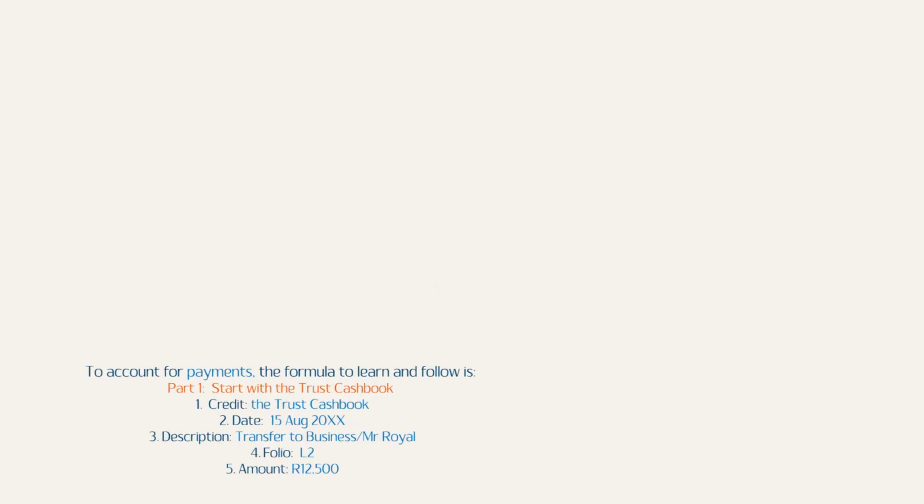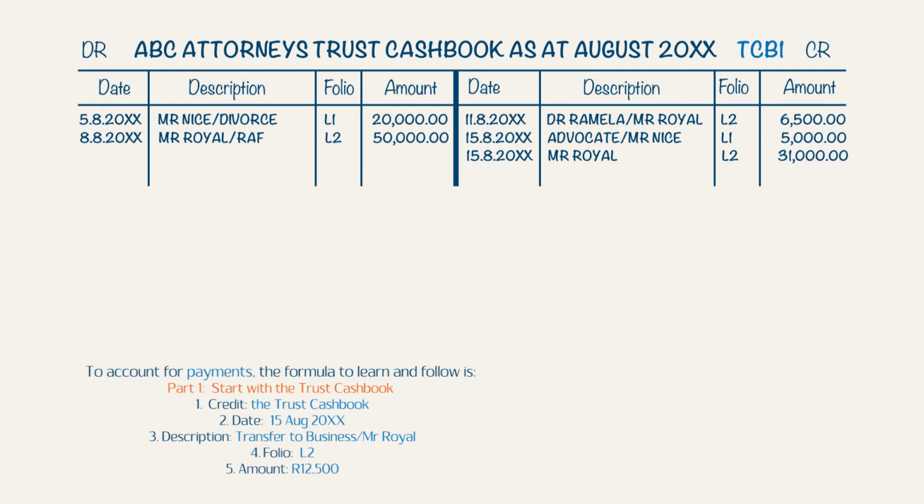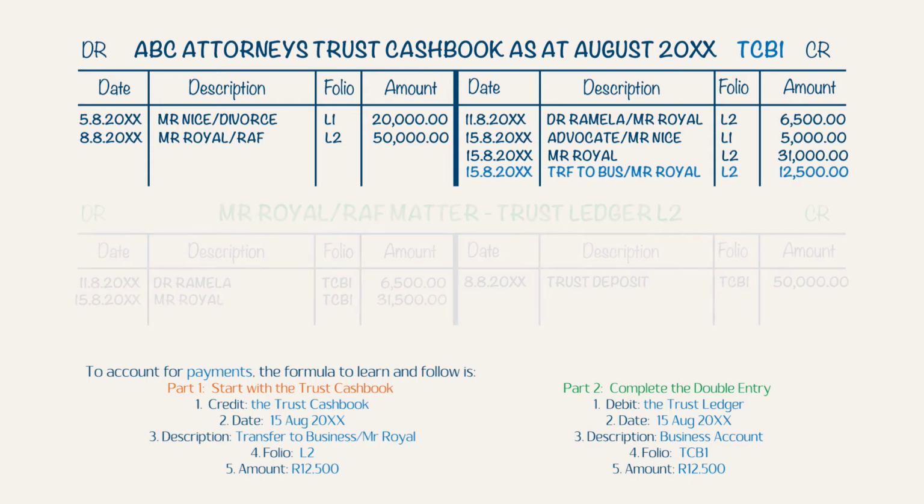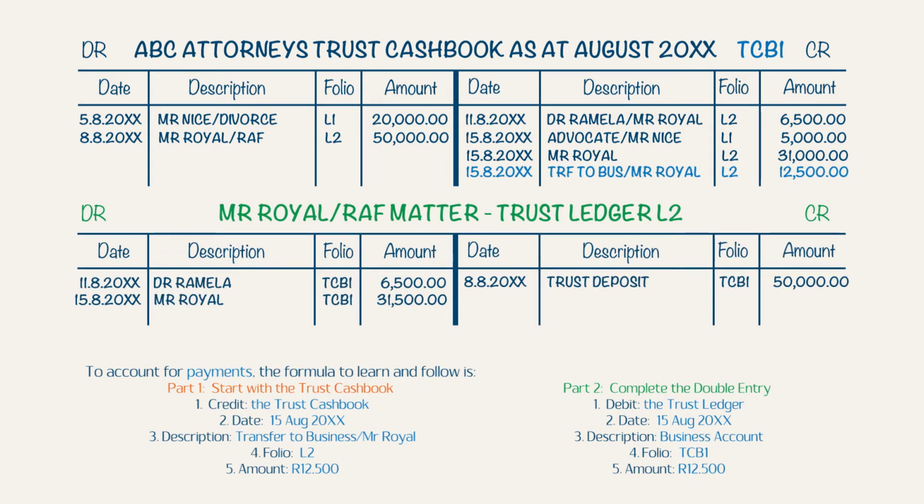To account for payments, the formula to learn and follow is: Part 1. Start with the trust cashbook. 1. Credit, the trust cashbook. 2. Date, 15 August 20XX. 3. Description, transfer to business, Mr. Royal. 4. Folio, L2. 5. Amount, 12,500 Rand. Part 2. Complete the double entry in the trust ledger. 1. Debit, the trust ledger. 2. Date, 15 August 20XX. 3. Description, transfer to business account. 4. Folio, TCB1. 5. Amount, 12,500 Rand.